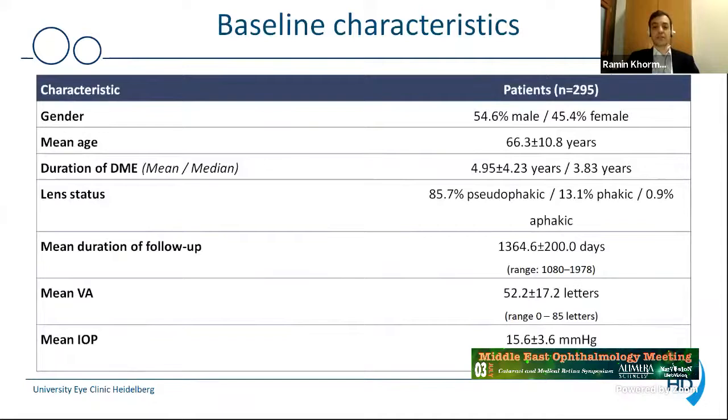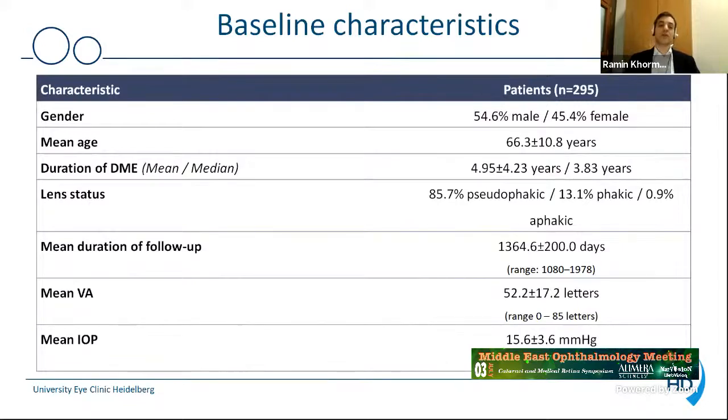So let's first have a look at the baseline characteristics. I think it's very important to have a look at these characteristics because I'm talking in my talk about a real-world study, which means that all patients who suffered from chronic DME could be included in that study. There were no real inclusion or exclusion criteria. Even if a patient had very, very poor vision, the patient could be included in that trial, and I think that's very important to keep in mind. We did not really select the positive patients for this trial.